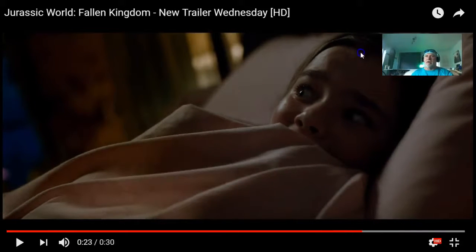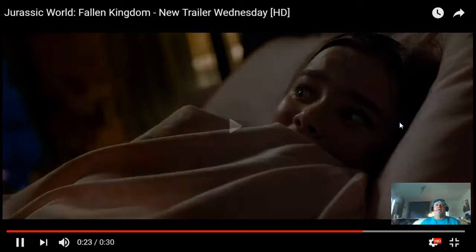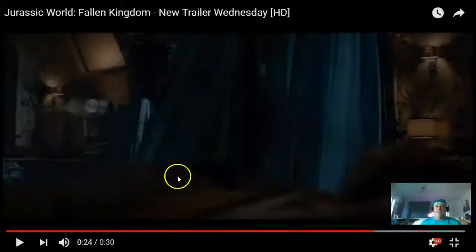Okay, look at the shadow going over the little girl. Now this is all done. Okay, now look. This is all done with the director. Every single thing in the room. Watch.